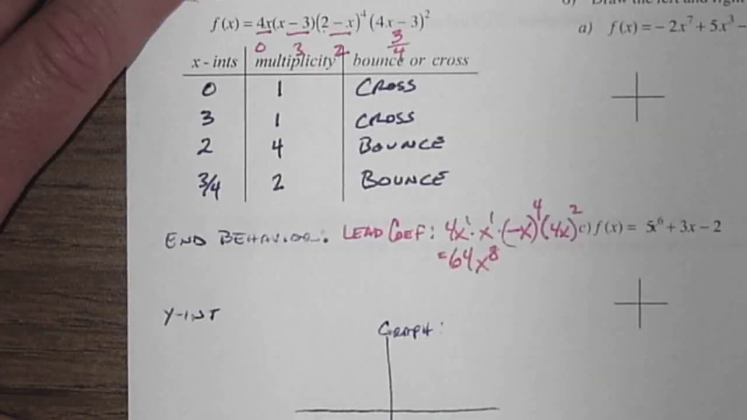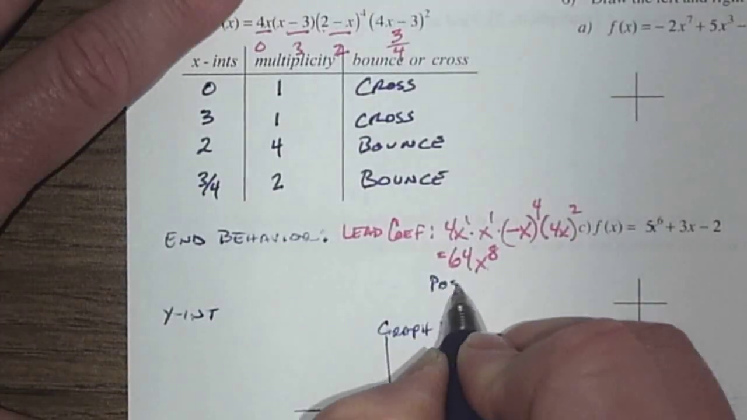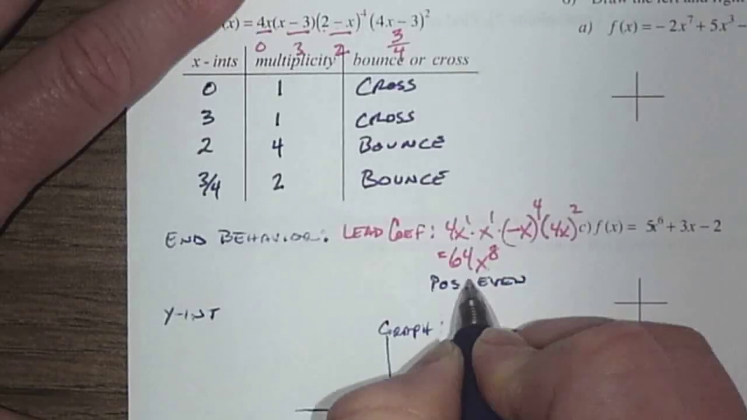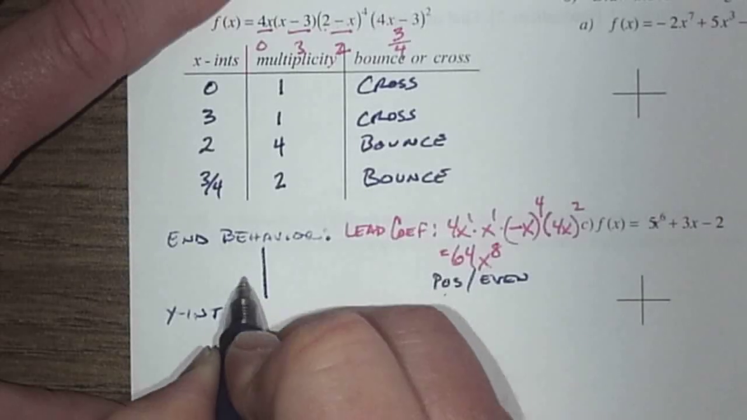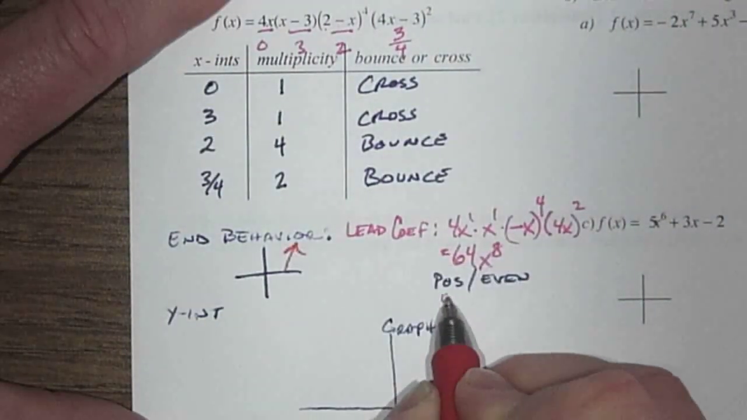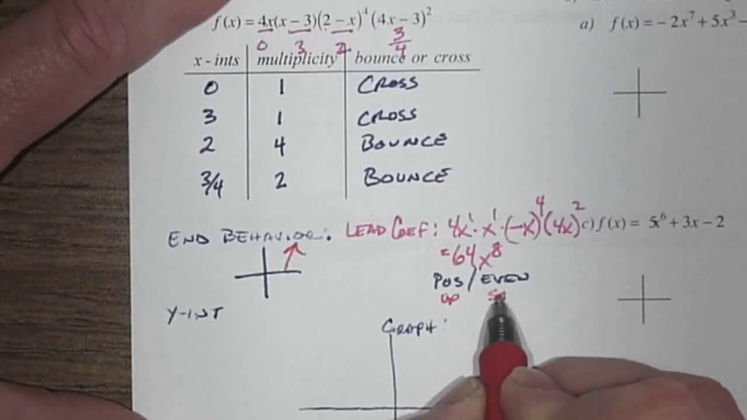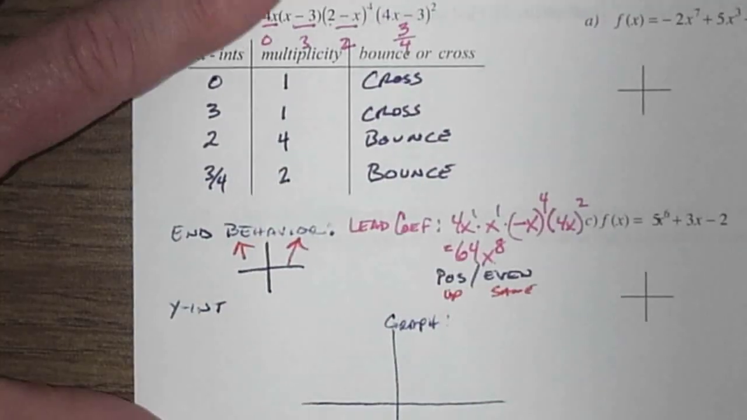It's an even number. So note, this is a positive, and it's even. So the positive says that the right hand is going up. The even says the left hand goes the same. So my end behavior looks like that.